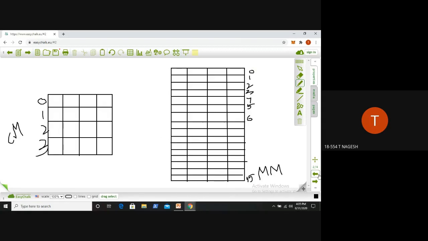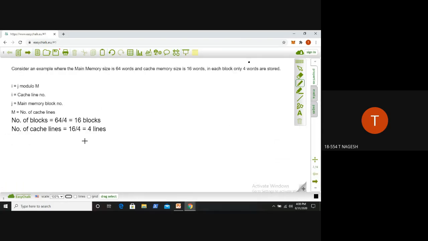So what happens here is how we can map these blocks. The next question that we need to answer is how we can map all these blocks onto these cache lines. That is an important question that we need to answer. So for that purpose, I am simply using this formula.